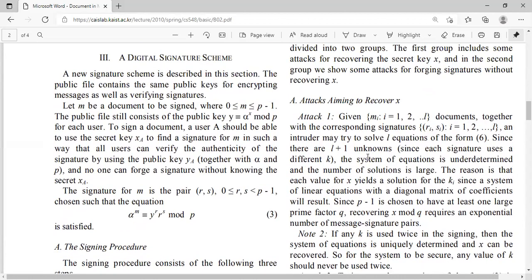I'm going to follow the algorithm as given here, except for one small notational difference. The paper uses alpha as a group generator, but I'm going to use G because we have been using G as a group generator. That's the only small difference. It's also easier for me to type G rather than alpha in my source code. All right, let's get started with the algorithm now, and how the digital signature algorithm is implemented in the ElGamal scheme.